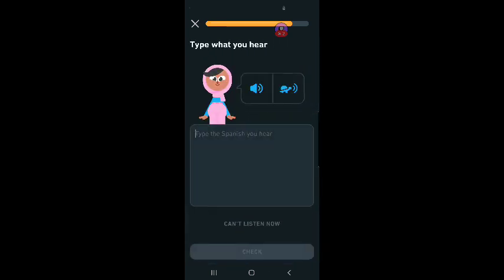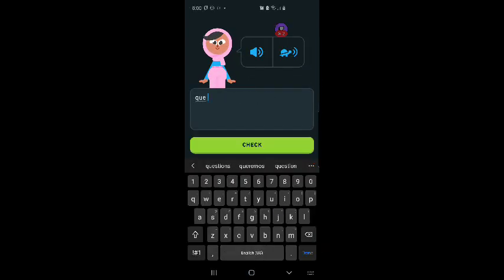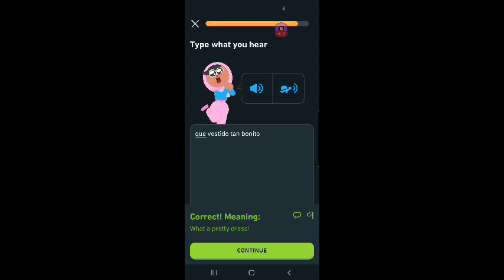Qué vestido tan bonito. Tan bonito. I don't know the words. Yo no sé. What is it? You know, I don't know what this means, but. What a pretty dress. Vestido is dress. That's it.